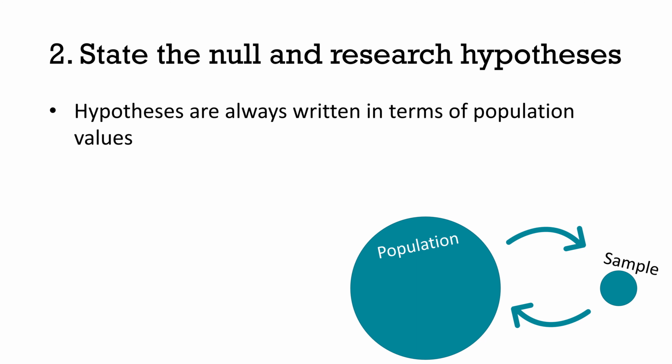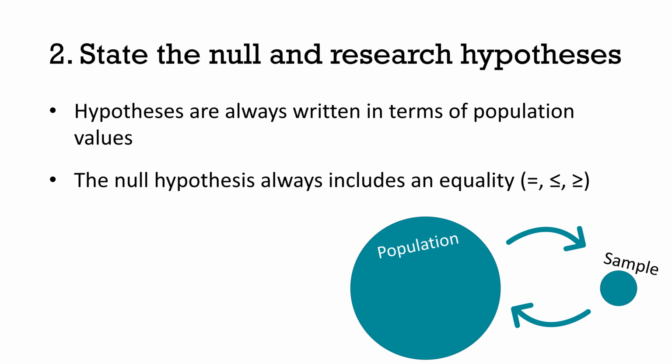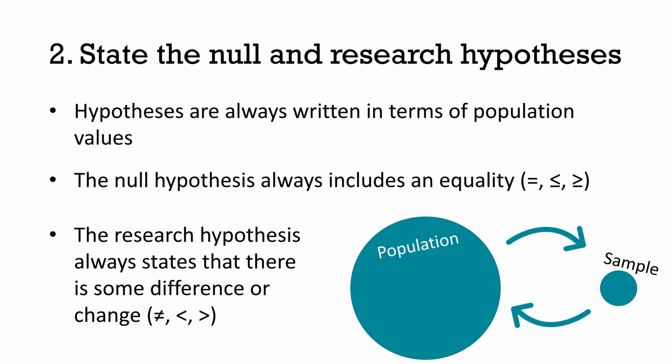Hypotheses are always written in terms of population values. The null hypothesis will always include an equality. The research hypothesis always states that there is some difference or change. You can write the hypotheses using symbols, or you can write them out in sentence form. Either way, make sure that you're following these guidelines.